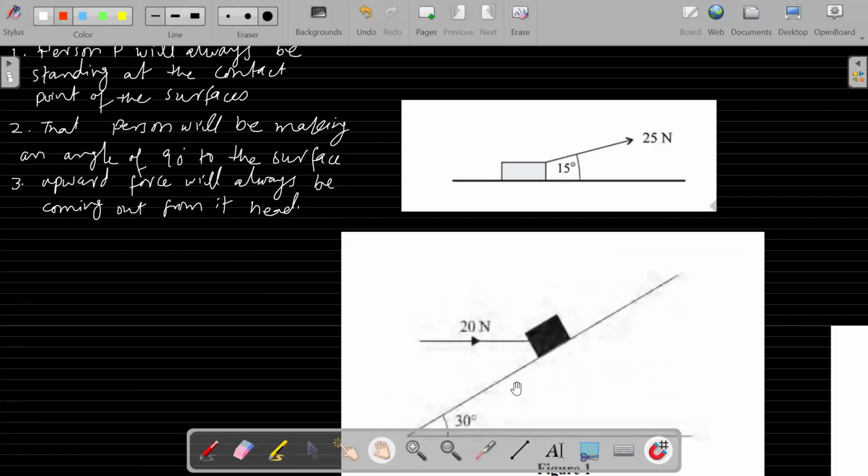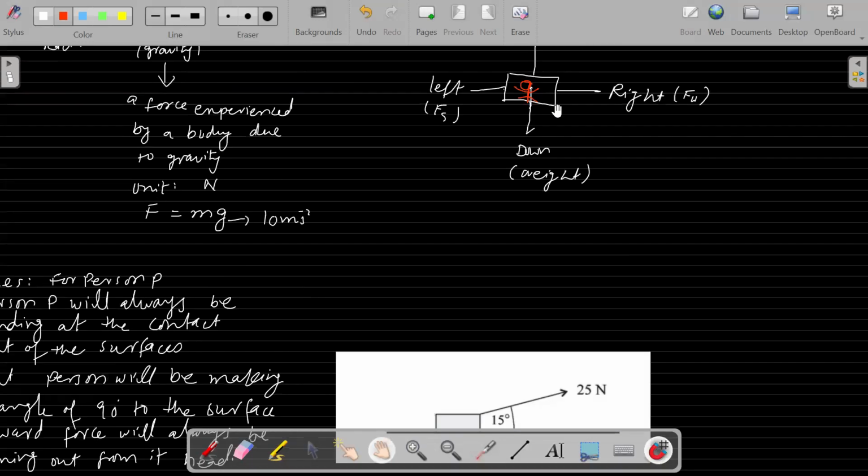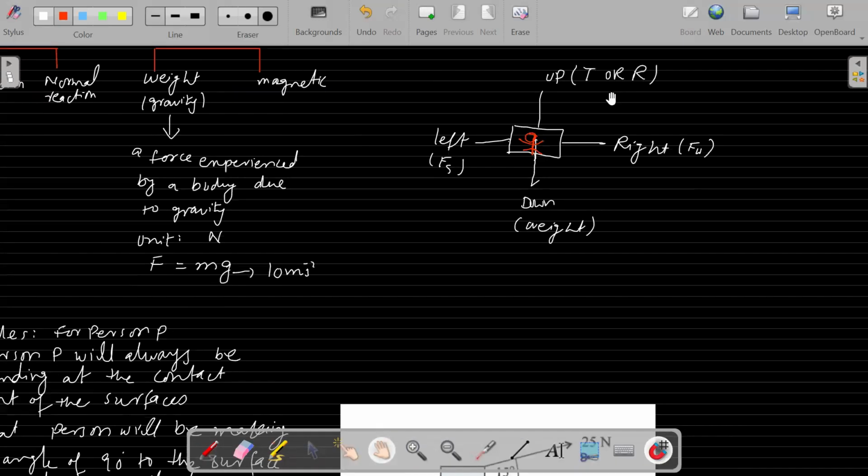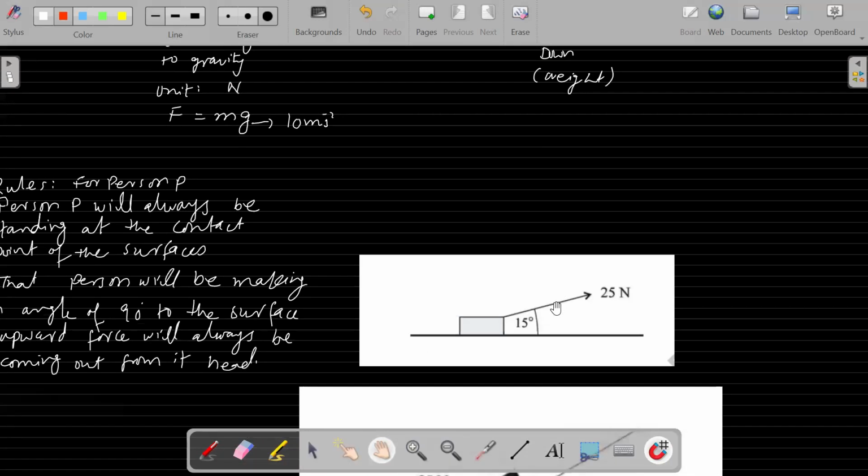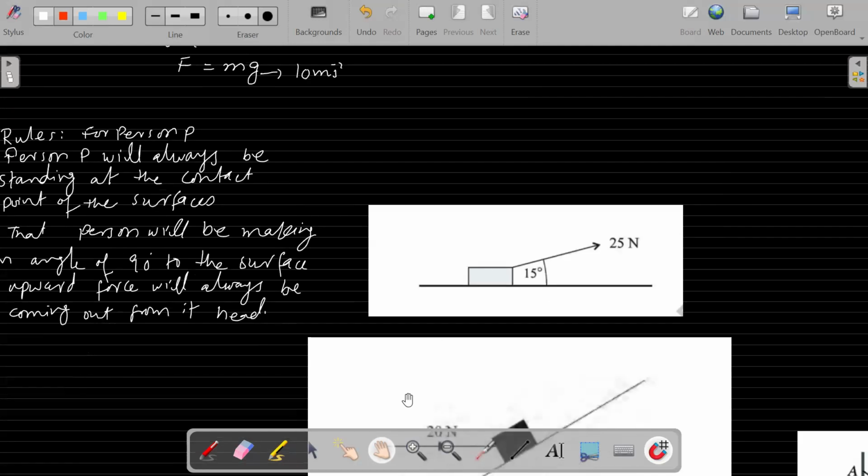Here we will be making another rule for that, because we know that our person P knows only these four forces, and does not know any other force. Okay, so if we are having a force like this, which is a slant force, then how is our person P supposed to get to know about this force? Okay, so what are we gonna do? Now we are gonna first draw person P at the angle of 90 degrees to the surface. This is my person P.